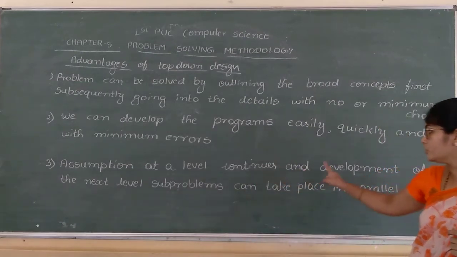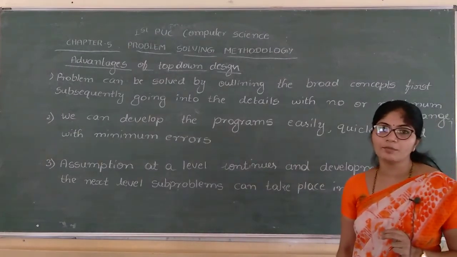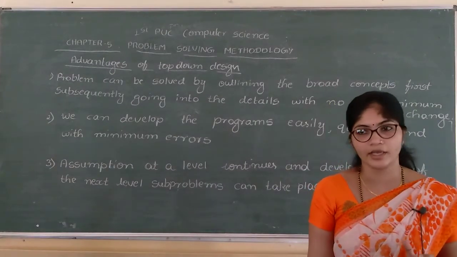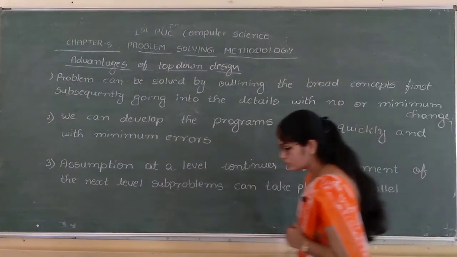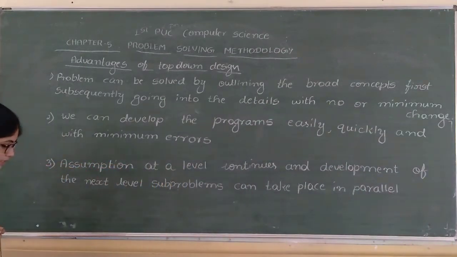Assumption at a level continues and development of the next level sub problems can take place in parallel. We can develop the sub problems simultaneously or we can develop the sub problems at a time. These are the advantages of top down design.